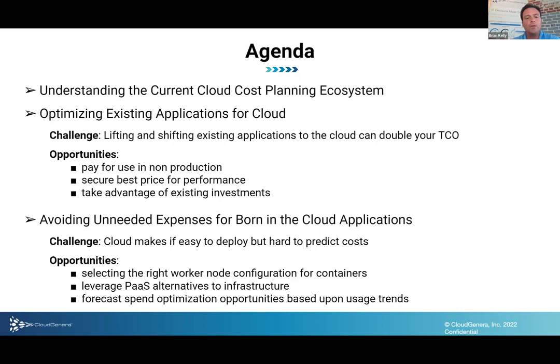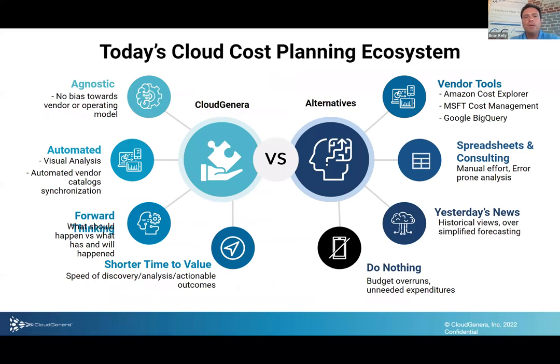days. We're also going to discuss how leveraging PaaS alternatives to infrastructure can help avoid costs. And last, we're going to introduce a new topic from CloudGenera, the ability to forecast spend optimization opportunities based upon the usage of cloud. Let's dive in by focusing on today's cloud cost planning ecosystem.